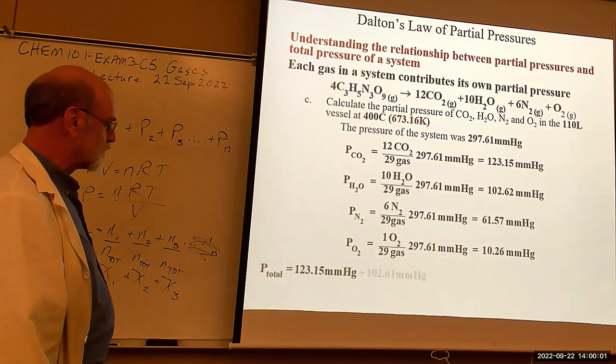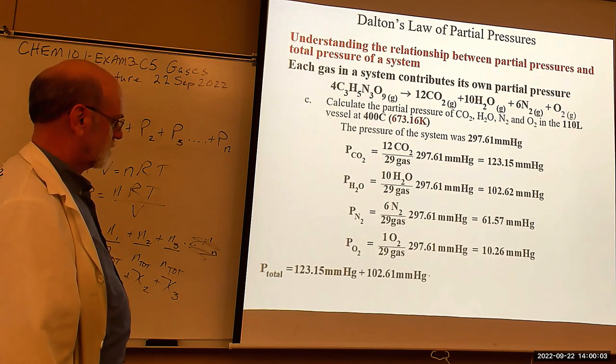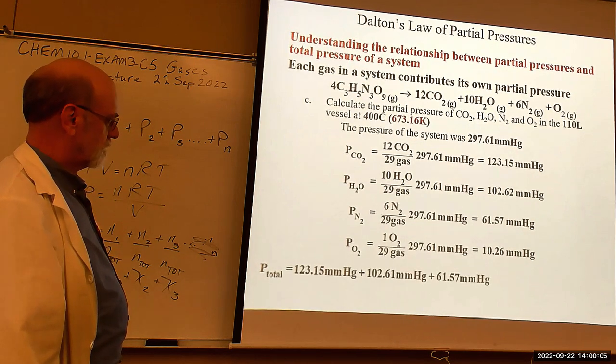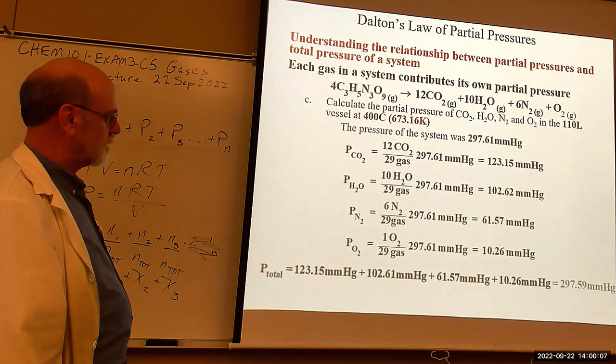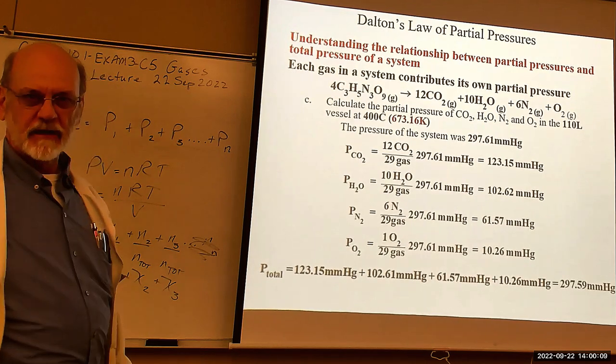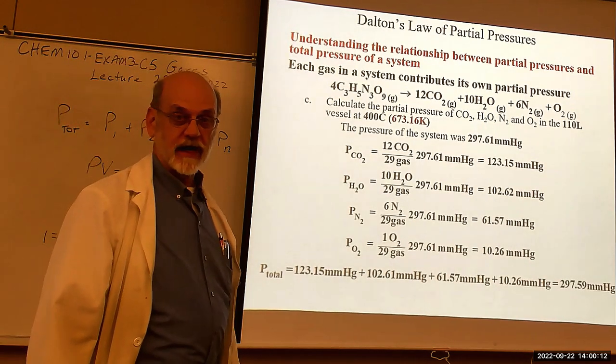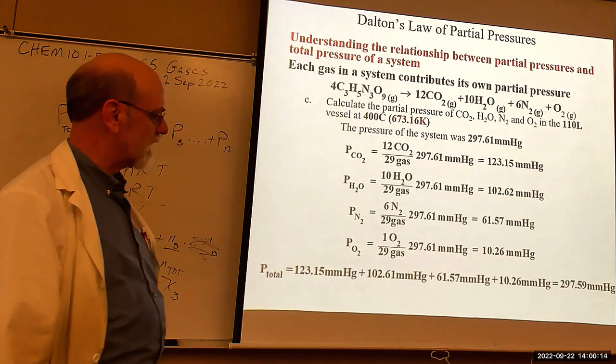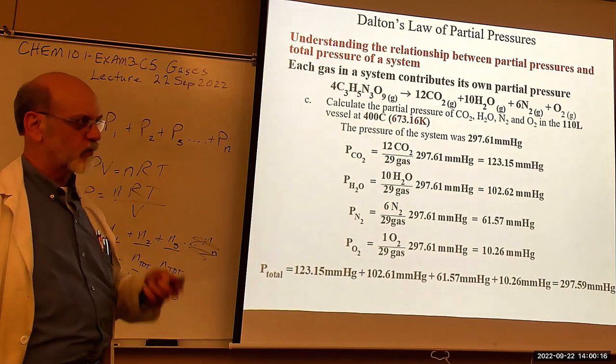Okay, add those up and you should get the total pressure. We were close. Calculation errors, rounding errors. 297.59 versus 297.61.